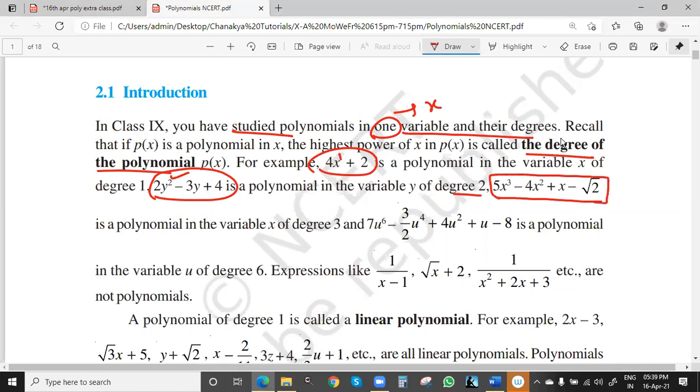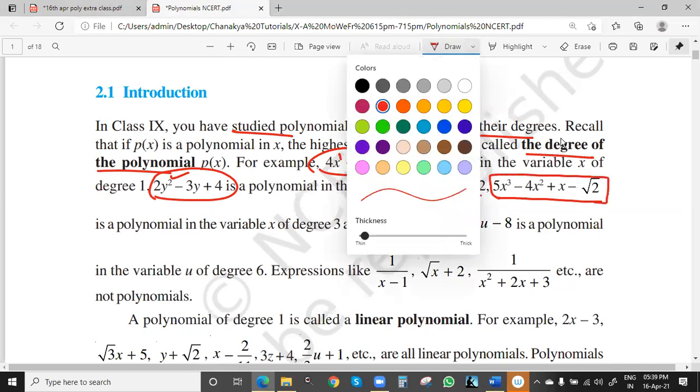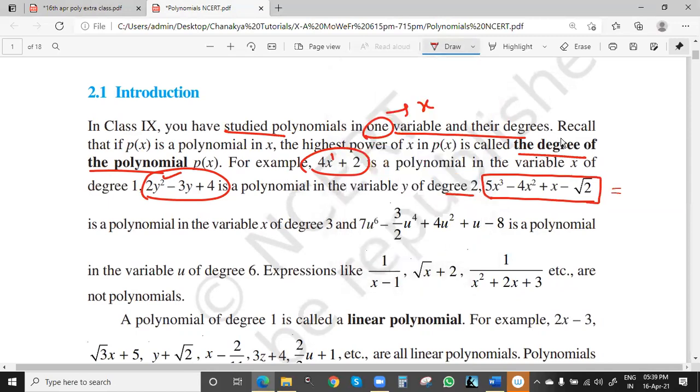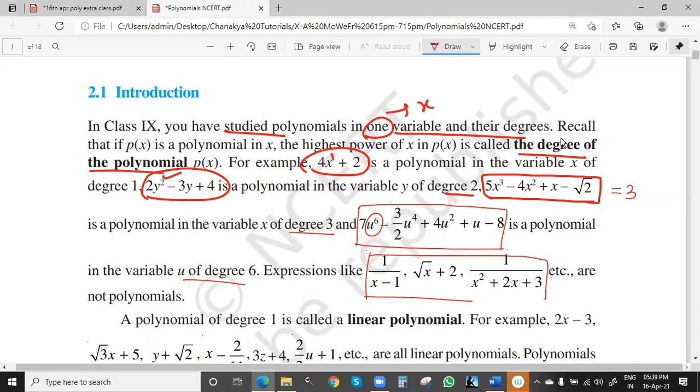This polynomial's degree will be 3, right? Degree 3, cubic, correct. Now for this one, degree 6, correct. Whatever the maximum power of x is, that will be the degree value. One more important thing for this one, let me explain. This is marked with a star.